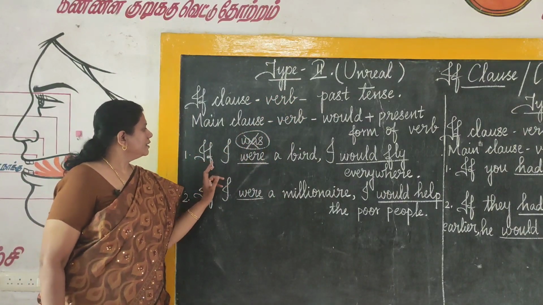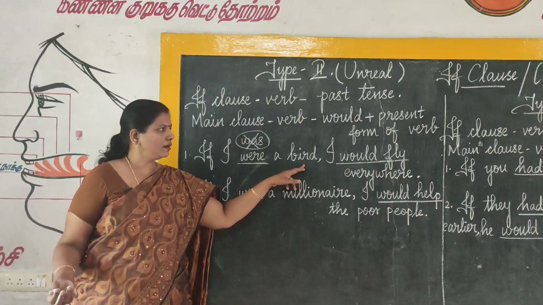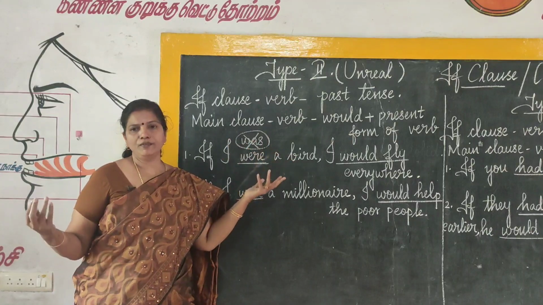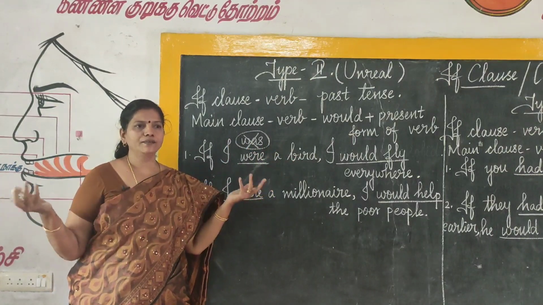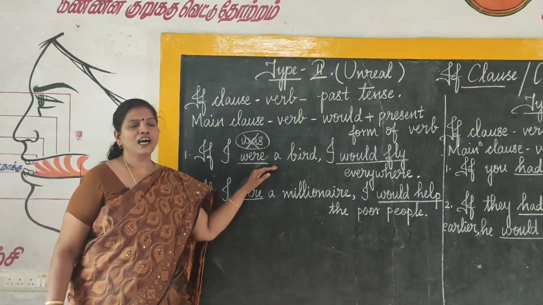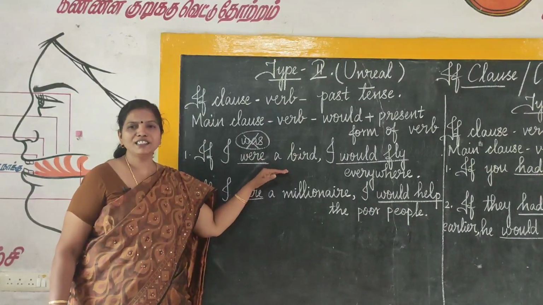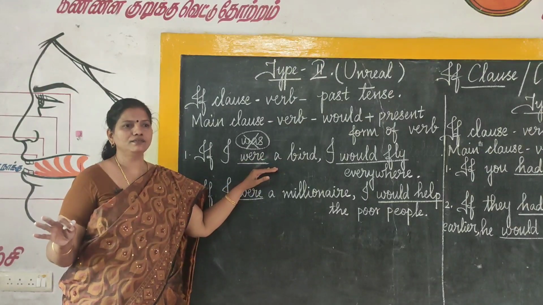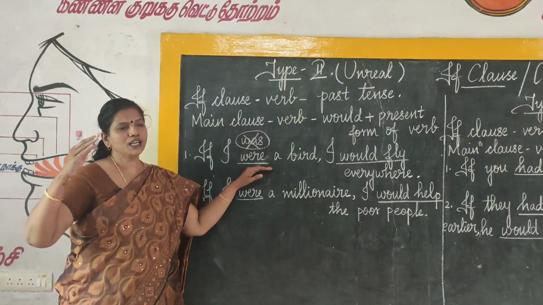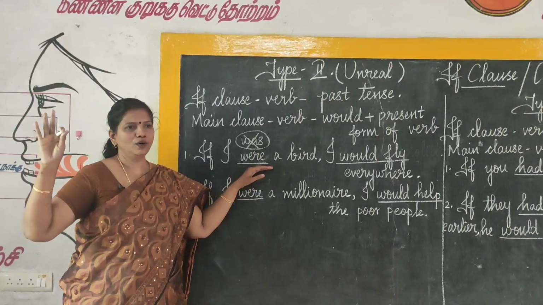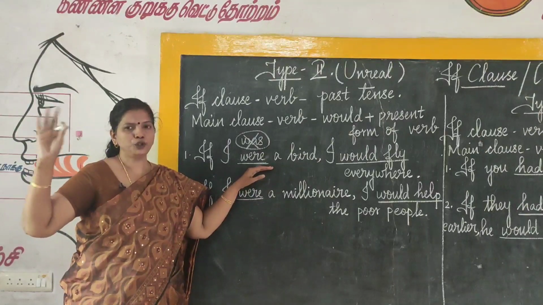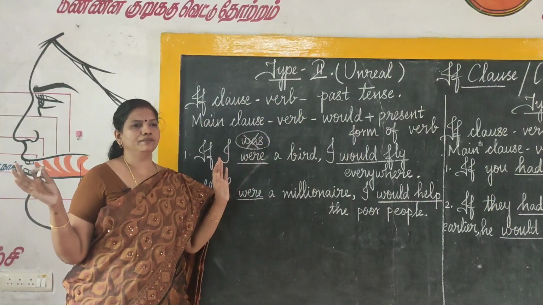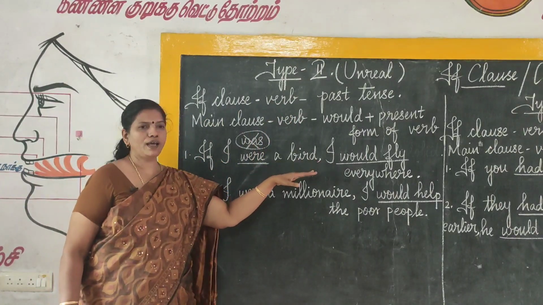Okay. So, if I were a bird, what would I do? I would fly everywhere. If I were a bird, I would fly everywhere. But I am not a bird, I cannot fly. That is the truth. So, this is hypothetical. It is possible only in imagination. Improbable condition. It cannot happen at all. So, zero conditional and type 1 real conditions will happen for 100% sure, but these type 2 and type 3 things will not happen. If I were a bird, I would fly everywhere.